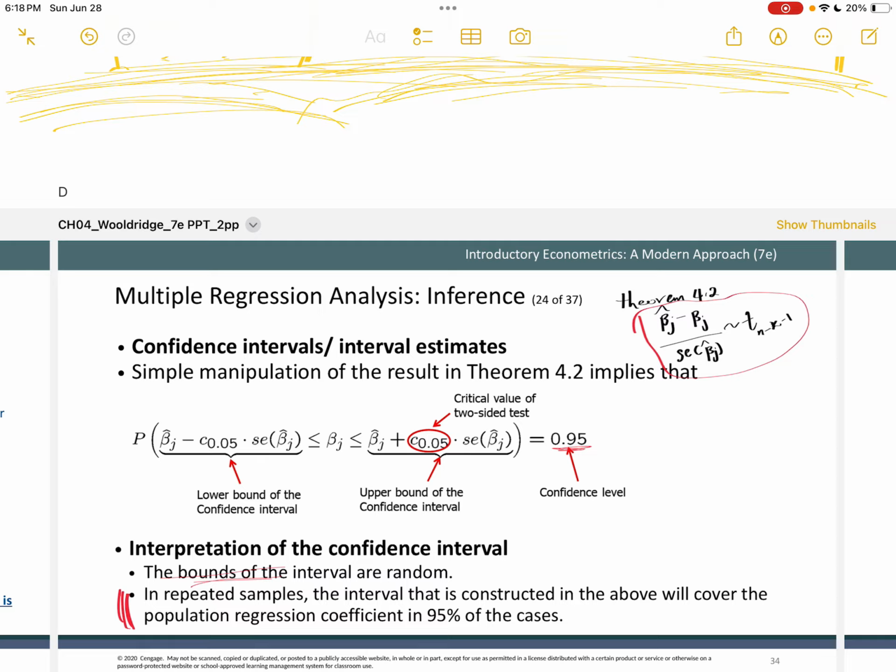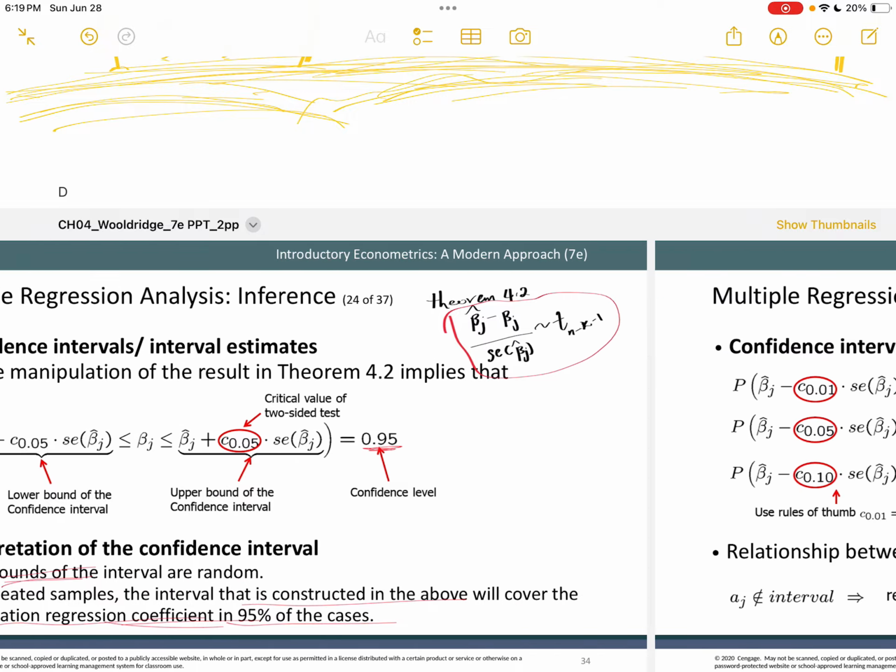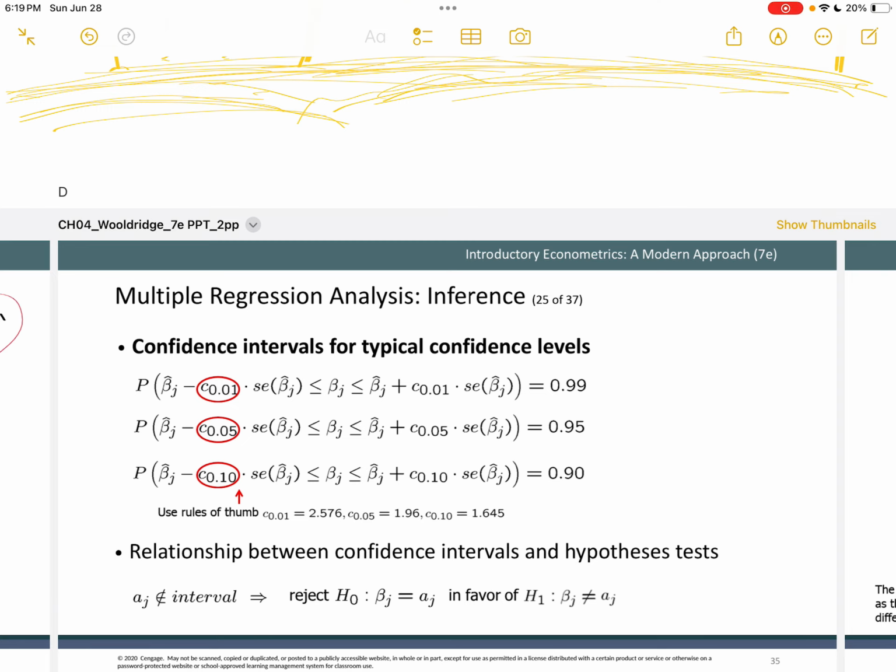Now, if we did repeated sampling, meaning I have a population of data, I take a small sample out of that, calculate my beta 1, my beta 2, my beta 3, all the way to beta k, and I also calculate confidence intervals. What we are saying is, if you did that kind of repeated sampling, the interval that is constructed will cover the population coefficient, the true coefficient, in 95% of the cases.